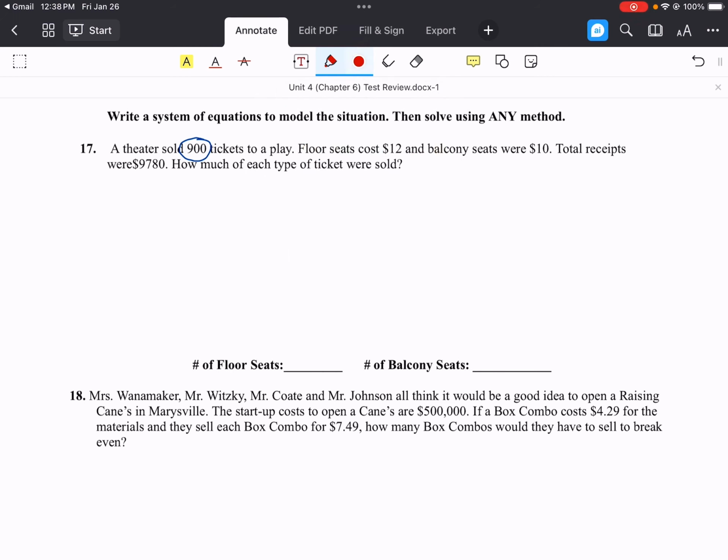For this play, floor seats cost $12, balcony seats cost $10. The total receipts were $9,780. And then they want to know how many of each type of ticket were sold. So for this problem, we're going to have two different types of equations. We're going to have one equation that deals with the number of tickets in general, and then one that deals with the money.